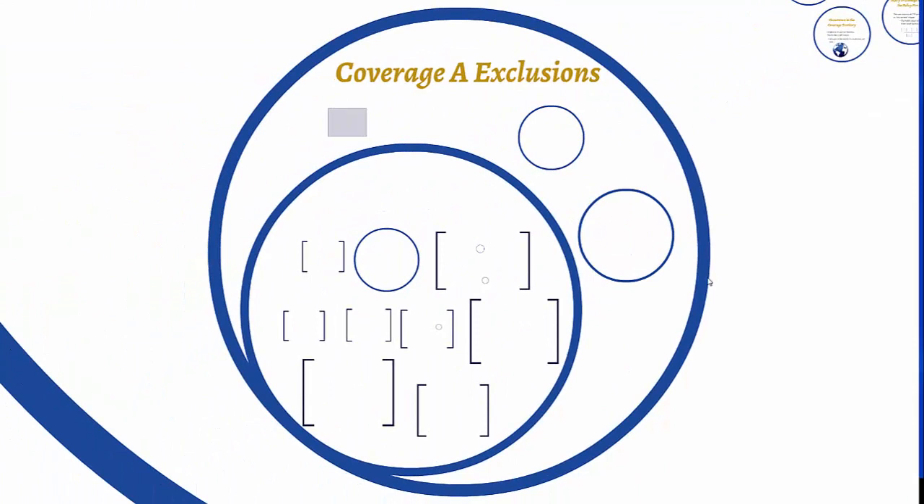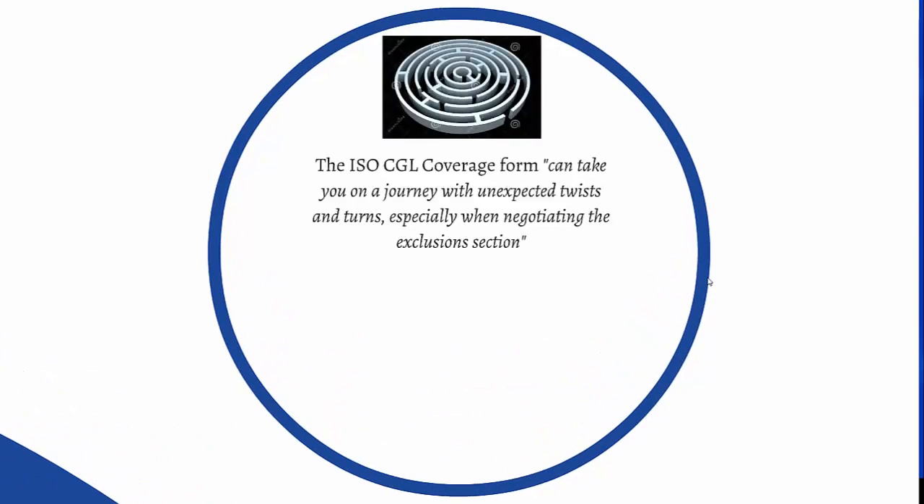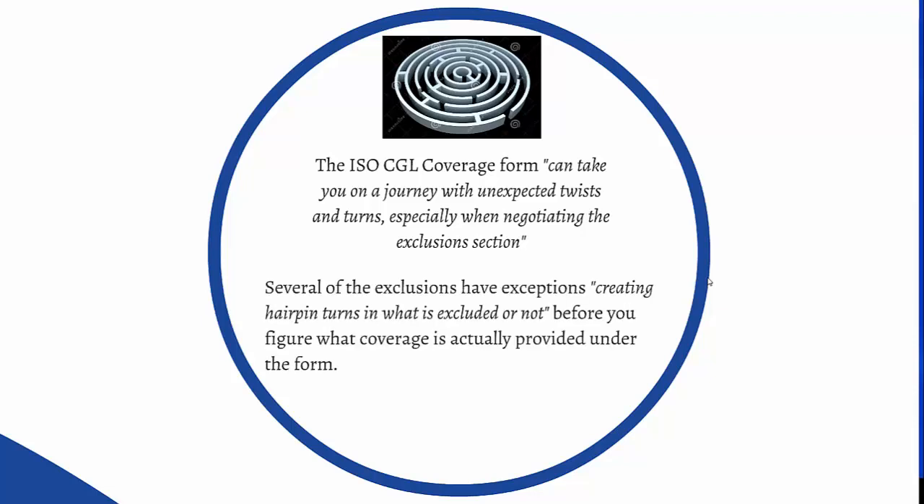Now let's look at Coverage A exclusions. We'll start with exclusions with exceptions, and then we'll turn to exclusions without exceptions. But before we do, let's make a couple of observations. This is part of a quote from the textbook. "The ISO CGL coverage form can take you on a journey with unexpected twists and turns, especially when negotiating the exclusion section. Several of the exclusions have exceptions, creating hairpin turns in what is excluded or not, before you figure out what coverage is actually provided under the form." I thought these were worth mentioning from the text because they do a pretty good job illustrating just how complicated the ISO CGL exclusions can make the policy.